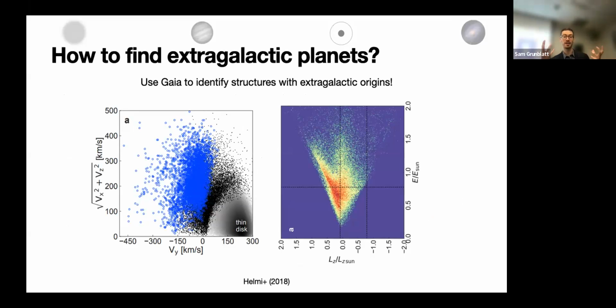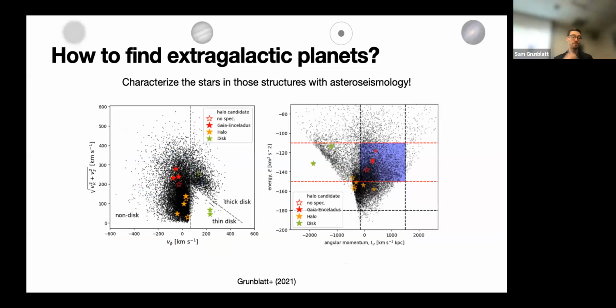Well, basically you can use Gaia to identify structures that have extragalactic origins within our own galaxy. And without explaining all of the details on this plot, the important thing is that by using the kinematic information from Gaia, based on the motions of stars, we can distinguish stars that are in the galactic disk or the bulge from stars that have halo kinematics. And that is how we identified the Gaia Enceladus sausage, which is shown by the blue stars on this left plot.